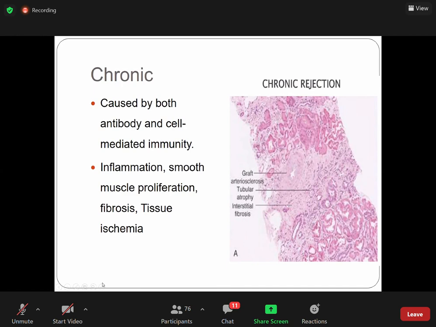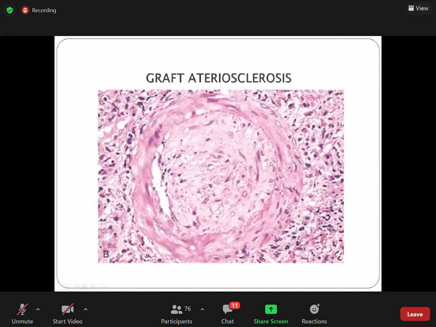These are the morphology of the chronic rejection. This is another feature, graft sclerosis, thickening of the arteries of the graft. In the recipient, this is the manifestation of chronic rejection.